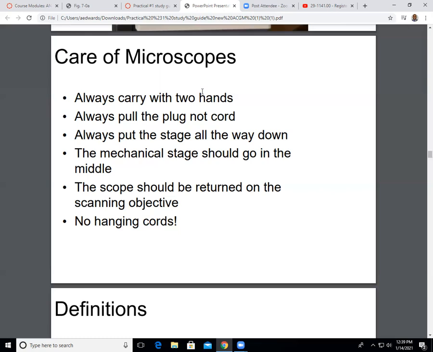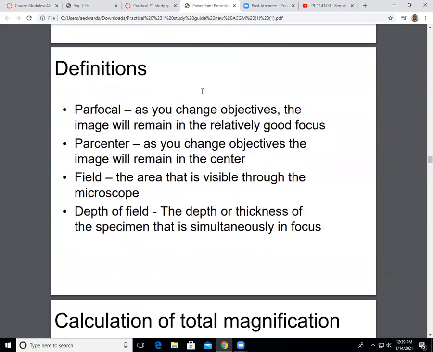So some of them have little hooks around here where you can kind of do like you do with the vacuum cleaner and stow it like that. Otherwise, you got to have it wrapped around. Okay. So no hanging cords. All right. Some definitions you need to know. Okay.